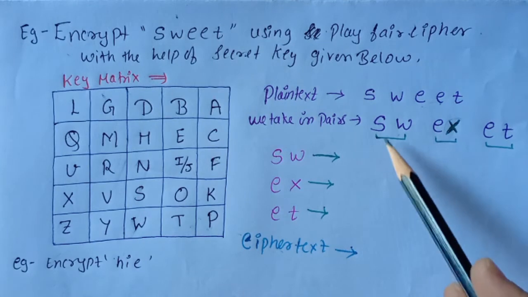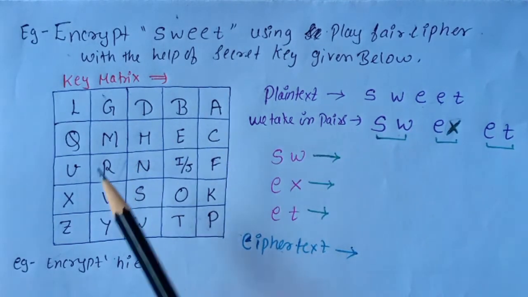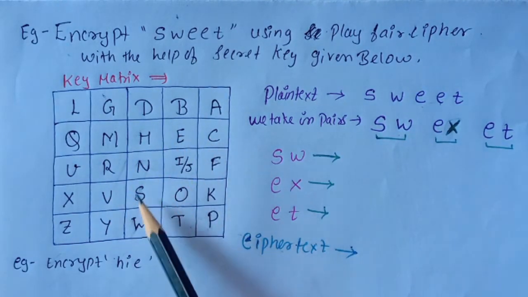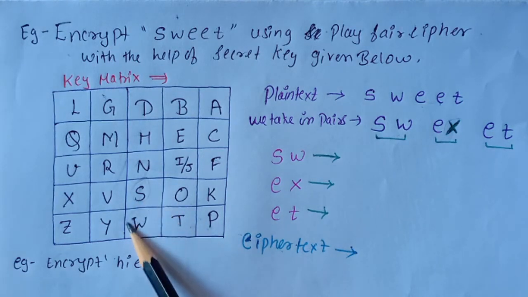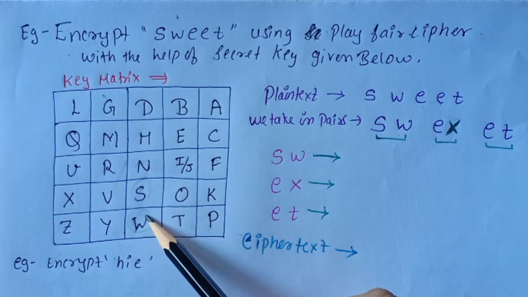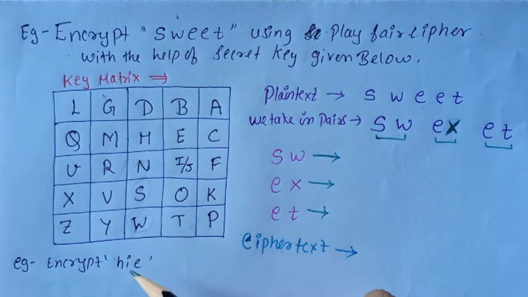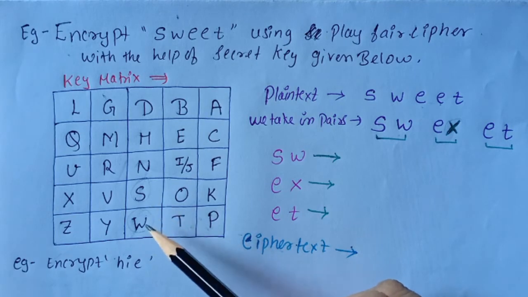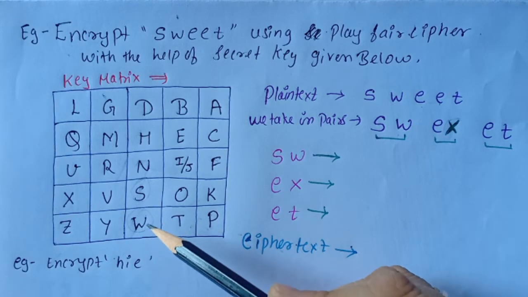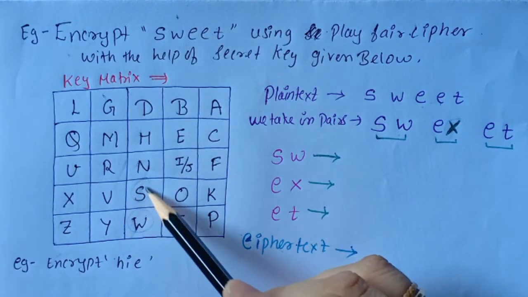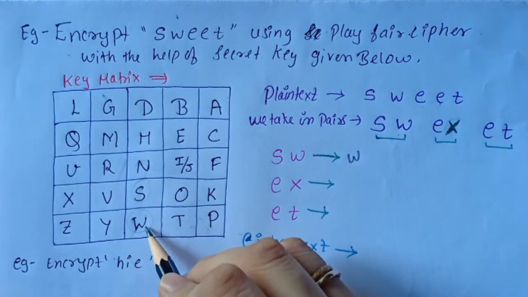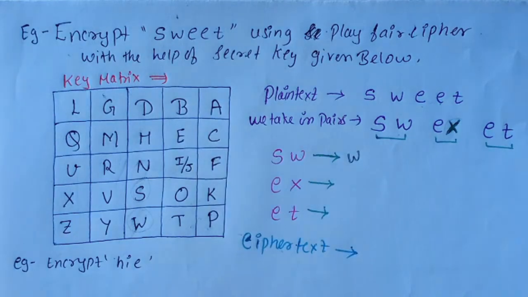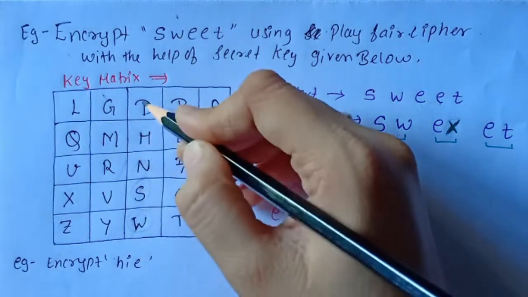Now S and W we have to see in the matrix. So here it is S and W is here. Both lie in the same column. If both lie in the same column, the symbol below will be the encrypted symbol for each symbol. This sentence means that for S the encrypted symbol will be W and for W the encrypted symbol will be D. So here we have taken the wrapping.